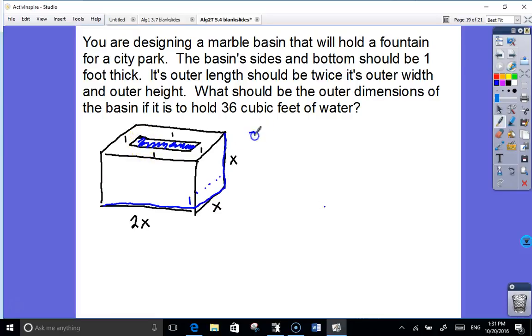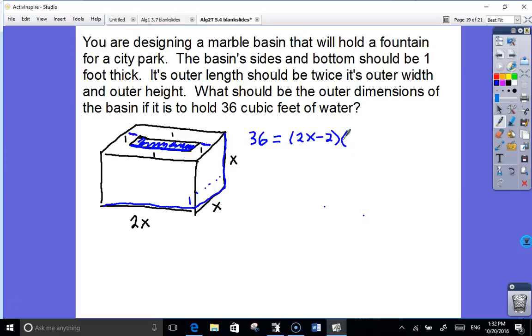What we know is the inside volume is 36 cubic feet. So we need the inside length, not the 2x, that's the outside length. So what would be the inside length? What is this length right there? It's got to be 2x minus 2, right? It's minus this little 1 foot right there and minus this little 1 foot right there. So 2x minus 2.